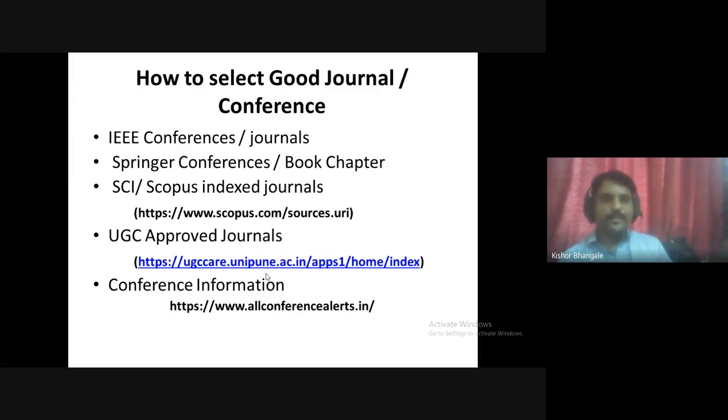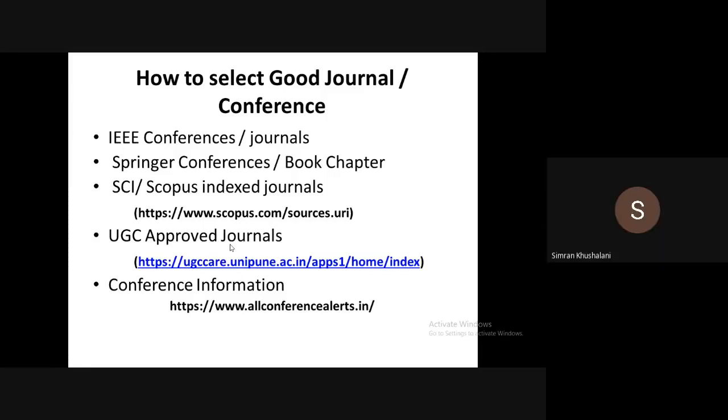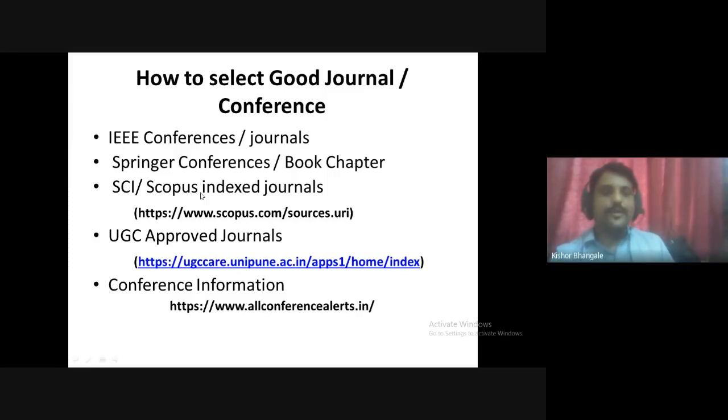If you want information about conferences, this is the website, www.allconferencealert.in. You will get information about conferences available all over the globe. You can go there and search for conferences in India, Maharashtra or Pune. Wherever you check the conference details, check whether the conference is indexed by Scopus. The conference should be Scopus indexed, so that it is beneficial for the college, for you, and for your profile.